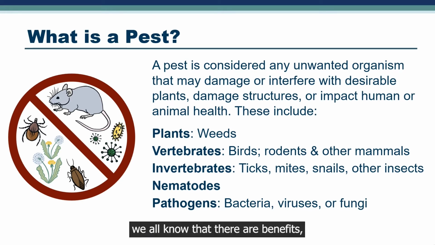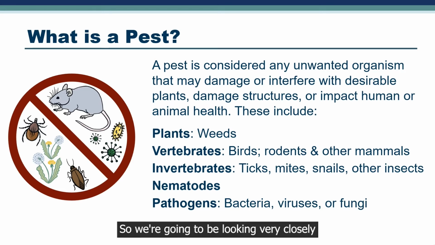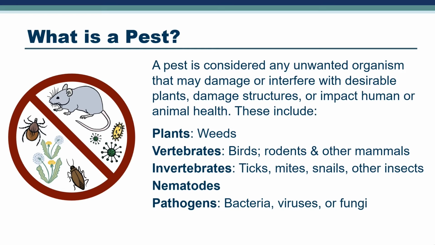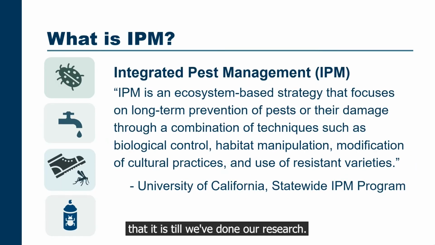Of course, we all know that there are beneficial vertebrates, beneficial invertebrates, beneficial nematodes, and definitely beneficial bacteria and fungi. So we're going to be looking very closely at which ones are a pest, but not jumping to the conclusion that it is till we've done our research.